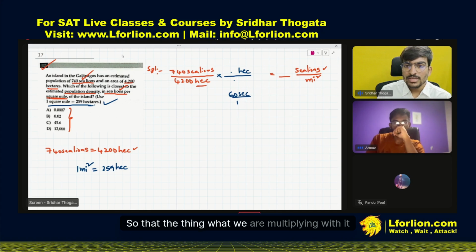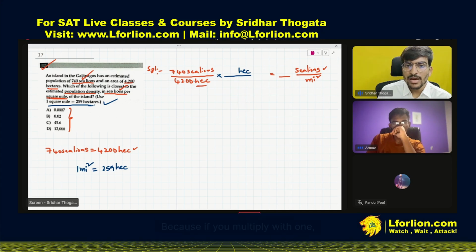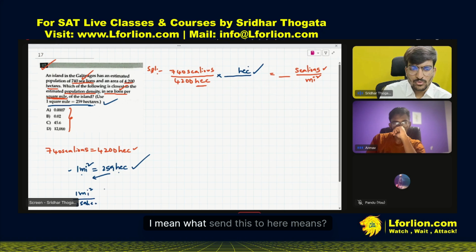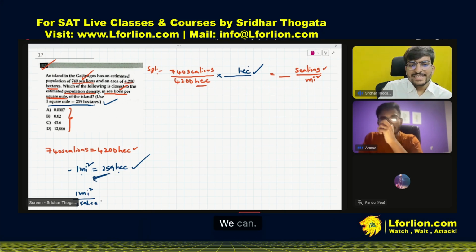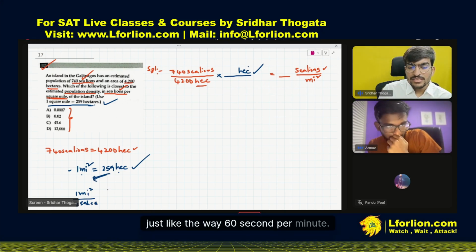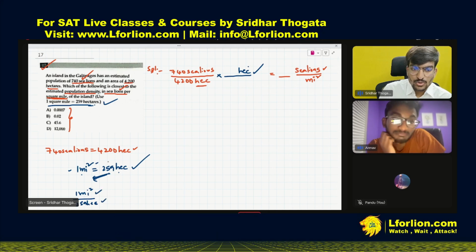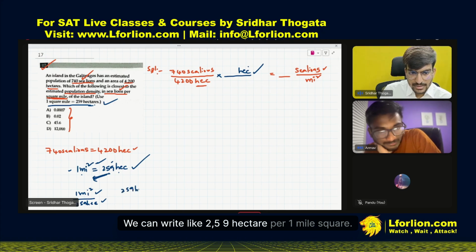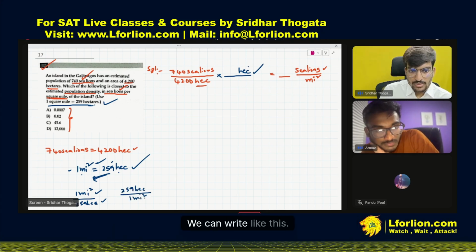That way, what we are multiplying with keeps the value balanced, because if you multiply by 1, it stays the same. They gave a hint: 1 mile square equals 259 hectares. We can use this as 1 mile square by 259 hectares. Just like 60 seconds per minute, because both values are the same, we can write 259 hectares per 1 mile square. Both are the same.